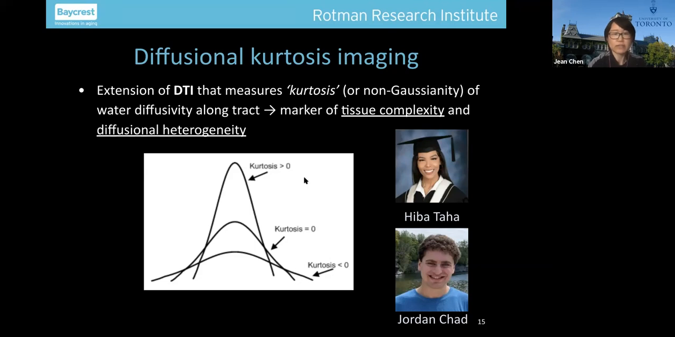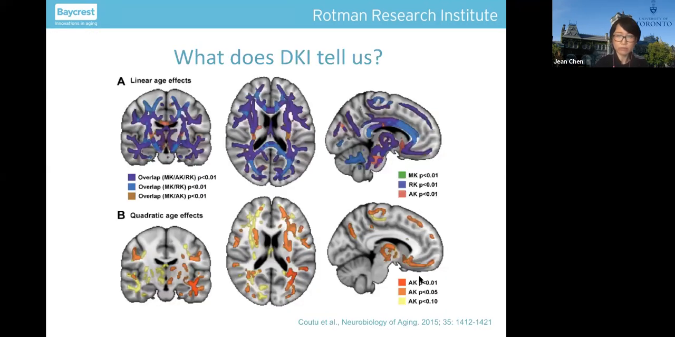So this is work that was undertaken by my undergrad student Hiba in collaboration with Jordan. We wanted to compare what DKI shows us with what DTI can show us. So this has been previously done while I was a postdoc, actually. I participated in this project looking at comparing DTI and DKI findings of aging.